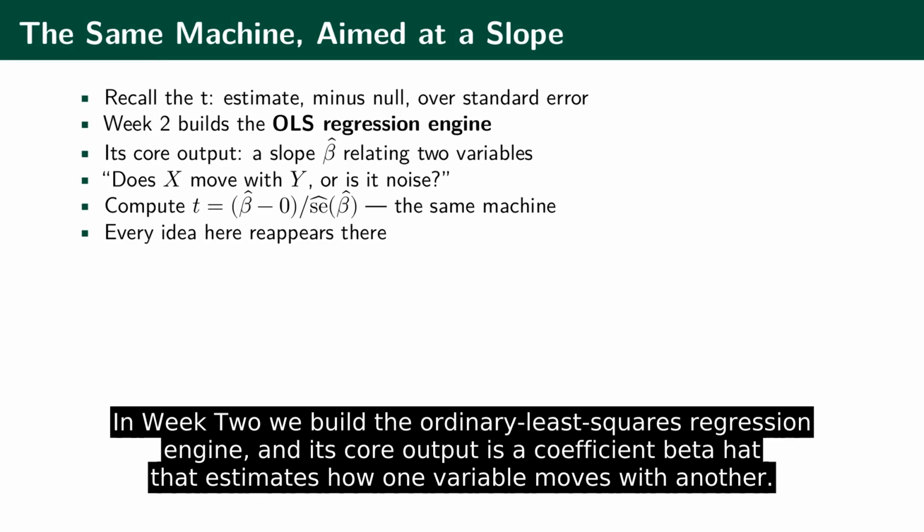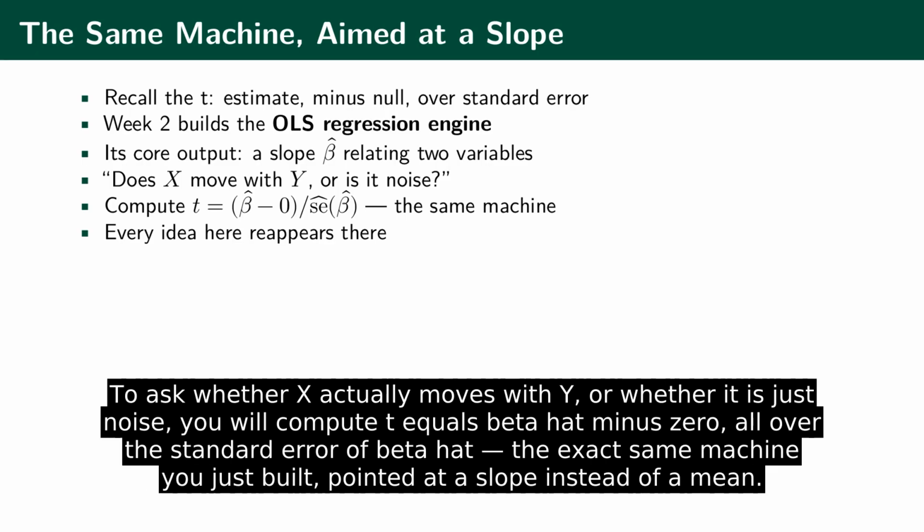In week 2, we build the ordinary least squares regression engine, and its core output is a coefficient beta hat that estimates how one variable moves with another. To ask whether x actually moves with y, or whether it is just noise, you will compute t equals beta hat minus 0 all over the standard error of beta hat. The exact same machine you just built, pointed at a slope instead of a mean.